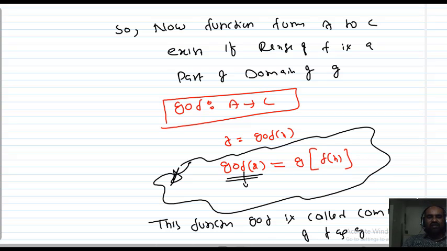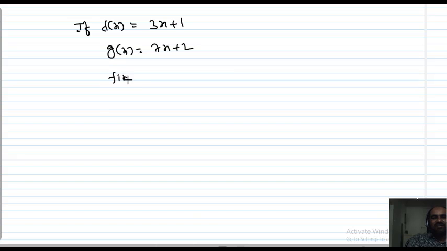Okay. Now I want to explain things through an example. If f of x is equal to 3x plus 1, g of x is equal to 7x plus 2. Find g circle f of 3.